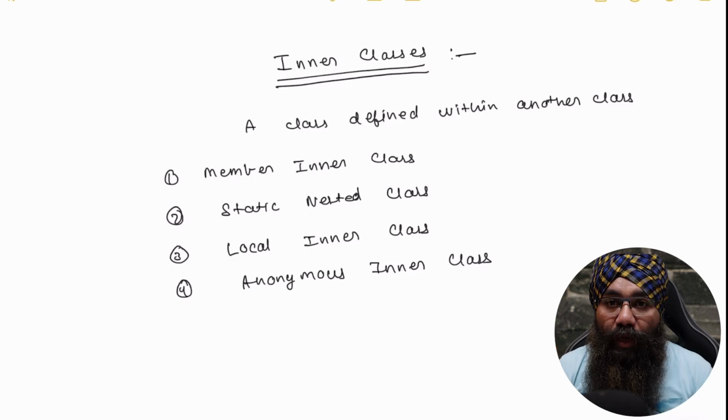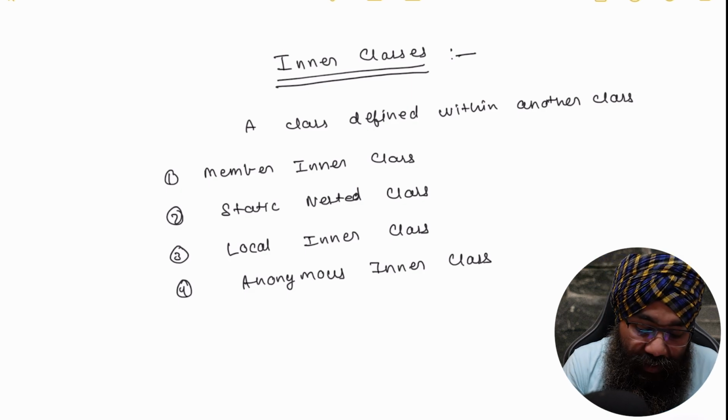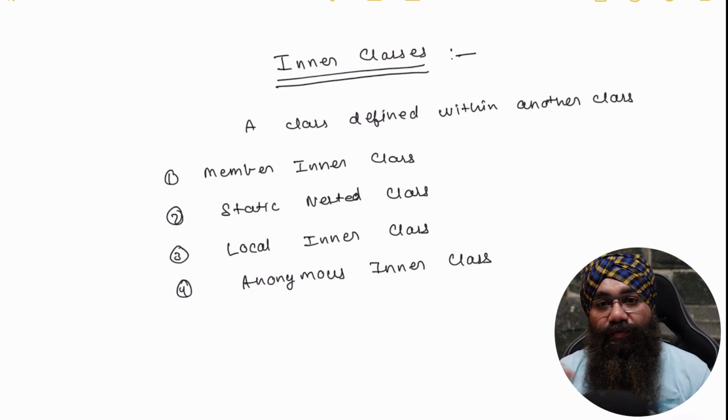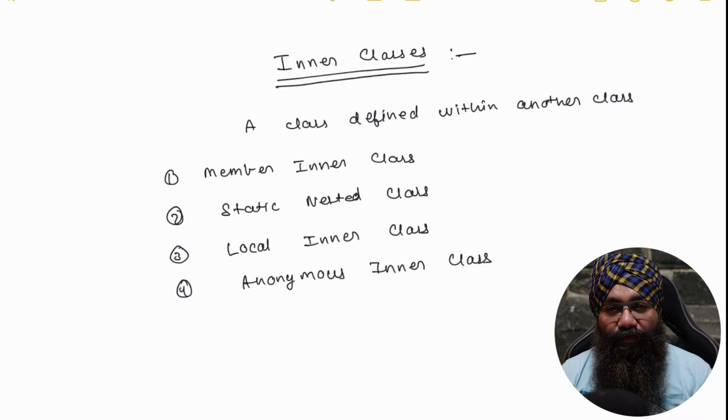So there are four different types of Java inner classes. There is a member inner class, which is defined as a member inside a class. Then there is a static nested class. There is a slight difference between member inner class and static nested class. We'll see in more detail in the example. Then there is a local inner class, and the fourth one is an anonymous inner class. We'll learn about those as well. So let's jump into the code and understand the different types of inner classes.